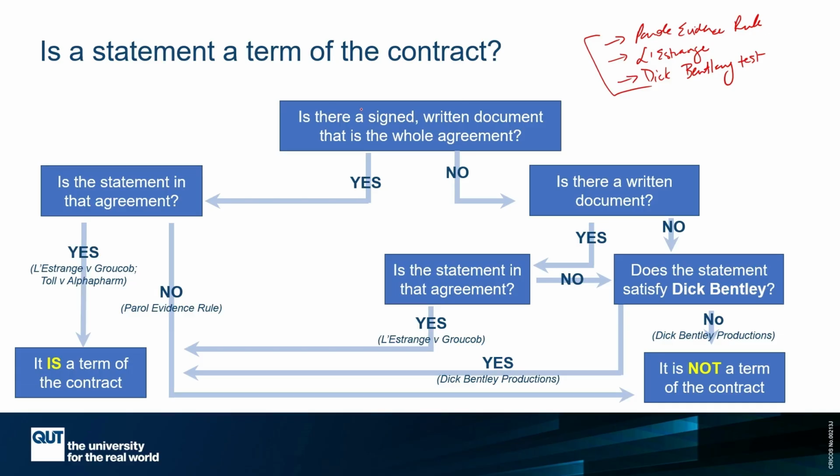So the first question you should ask yourself is, is there a signed written document that's the whole of the agreement? If you've got a signed written document that's the whole of the agreement, then you've got to ask yourself, is the contested statement, the thing we're arguing about, in the agreement? If that statement is in a signed written document that's the whole of the agreement, it's a term. L'Estrange tells us that. If the statement isn't in the signed written whole of agreement, then the parol evidence rule applies and it's not a term.